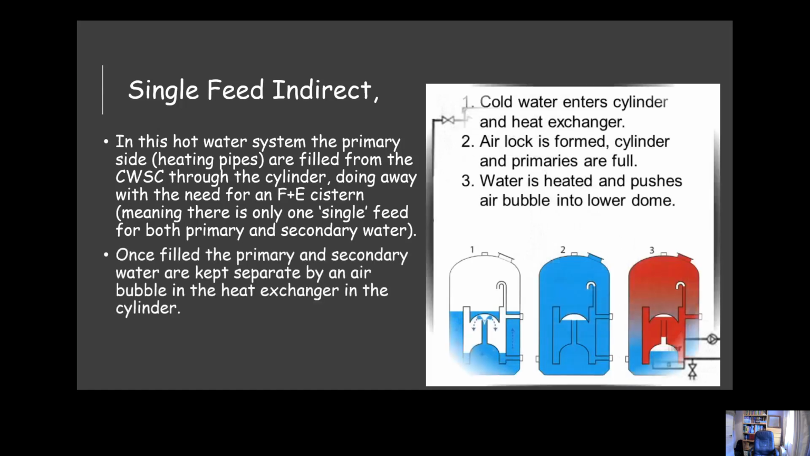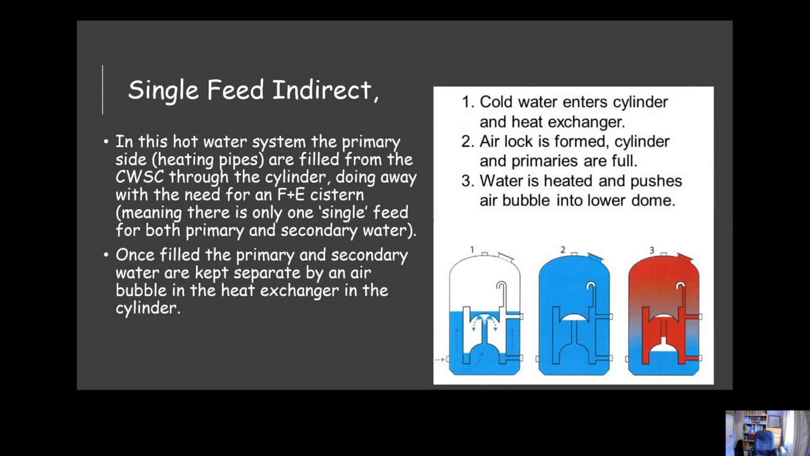inside there, through the heat exchanger, the water would bubble up into the heat exchanger, would then fill up the primary side, the heating side, and once it's full, it would be kept separate. The primary water would be kept separate from the secondary water using an air bubble that would build up in there as you fill the system.